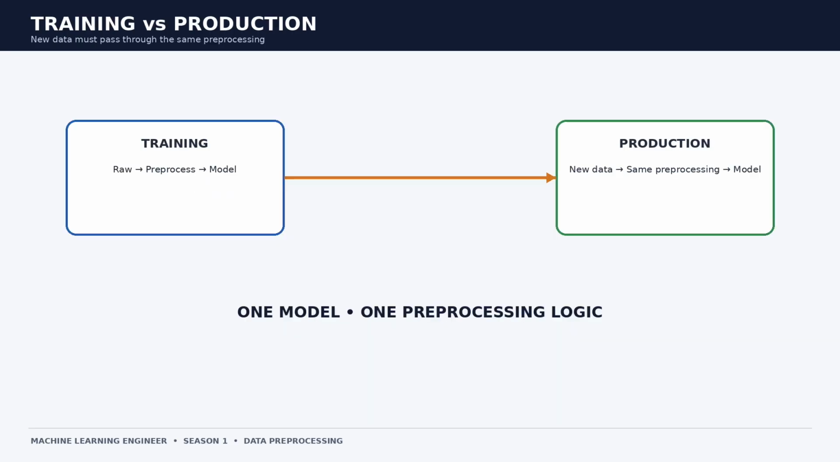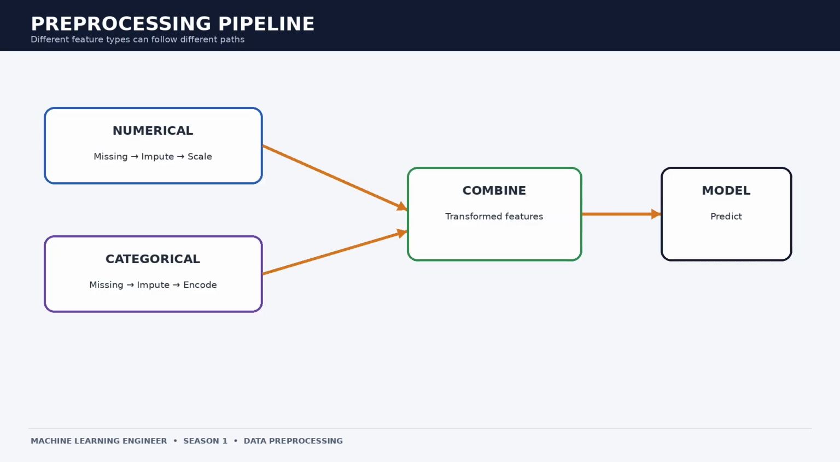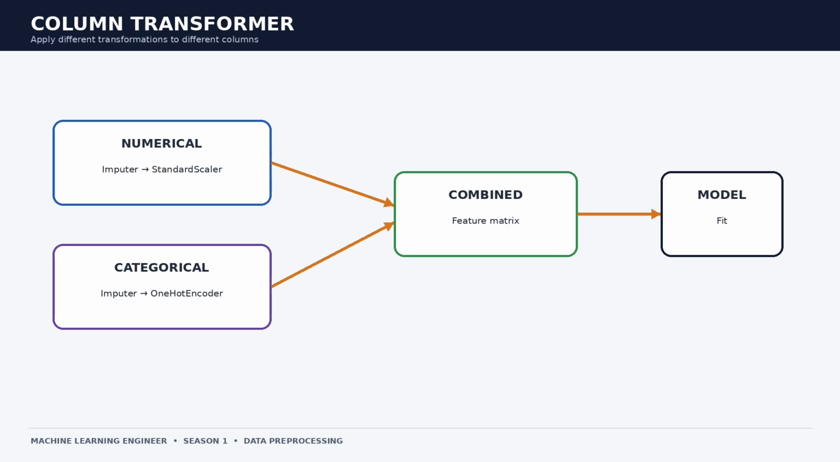And this becomes even more important in production. When new data arrives, it must go through the same pre-processing logic used during training. Otherwise, the model may receive data in a completely different representation from what it learned during training. This is why production ML systems often use pre-processing pipelines. Numerical features might go through missing value imputation and scaling. Categorical features might go through imputation and encoding. The outputs are then combined and passed to the model.